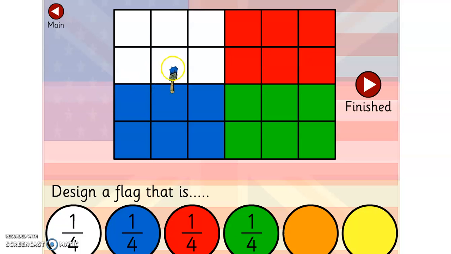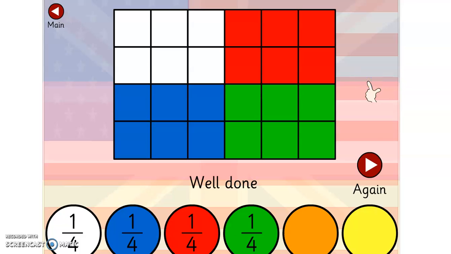We can see that we've got 1, 2, 3, 4 equal pieces. 1 quarter is white, 1 quarter is red, 1 quarter is green, and 1/4 is blue. Oh, that's a noisy website. So these are our different quarters, and in words we call each of these a quarter.